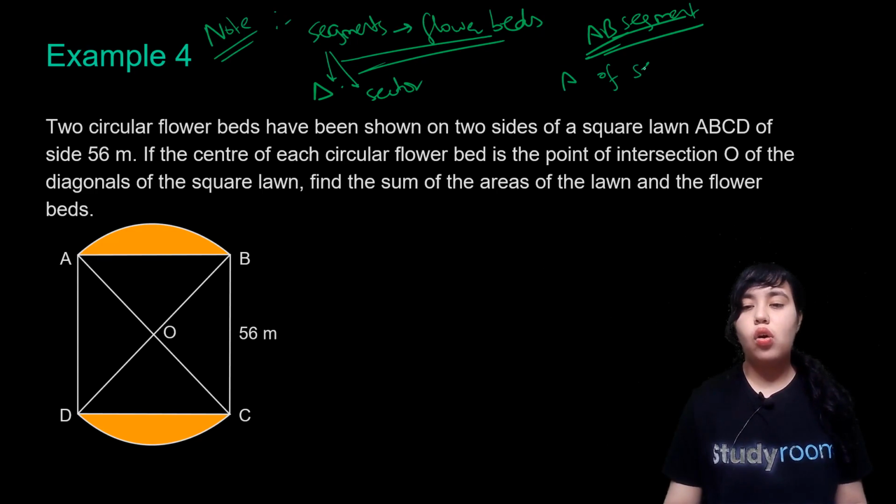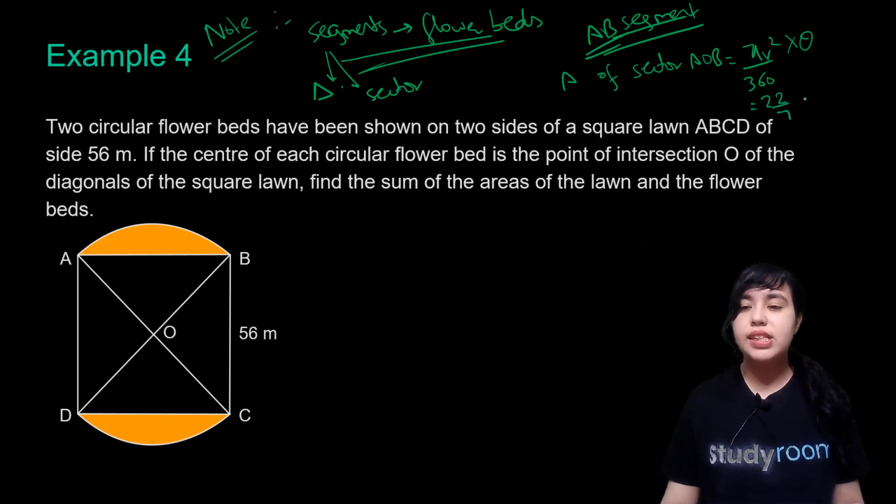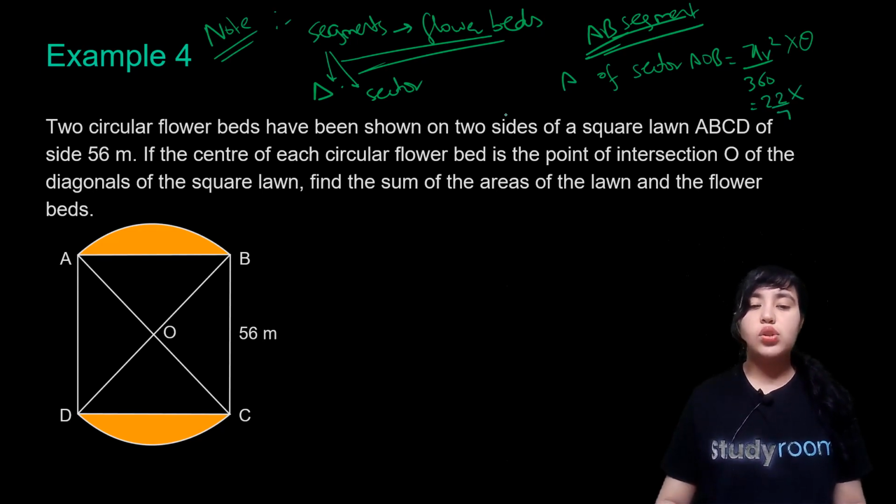So area of sector AOB. What is the area of sector? Pi r square by 360 into theta. Now pi, they have not mentioned what we have to take pi as, so let me take it as 22 by 7 into r square.